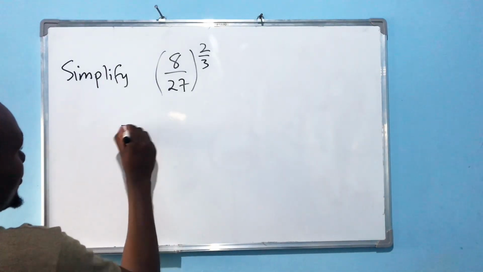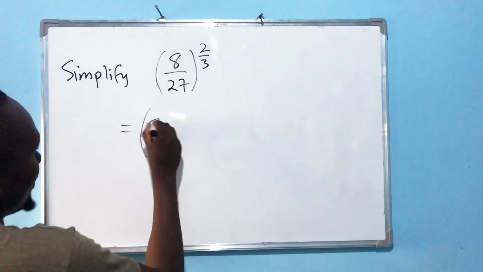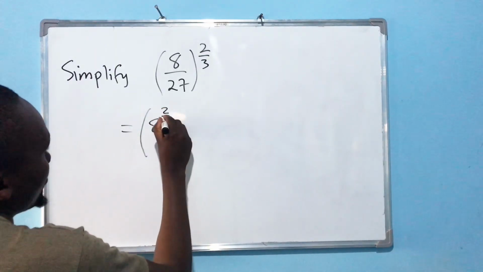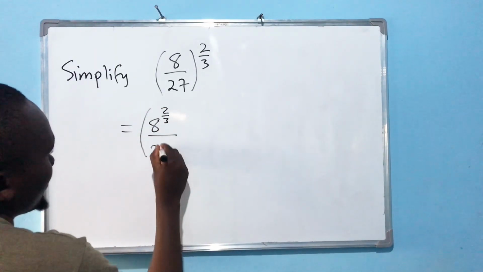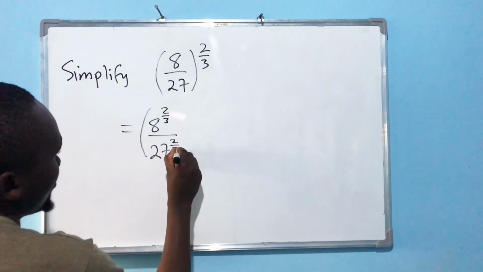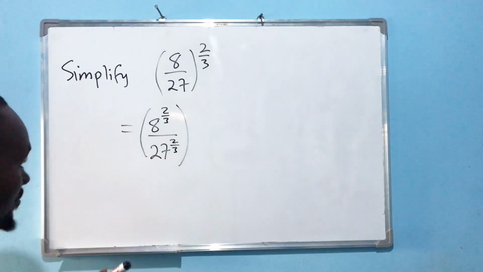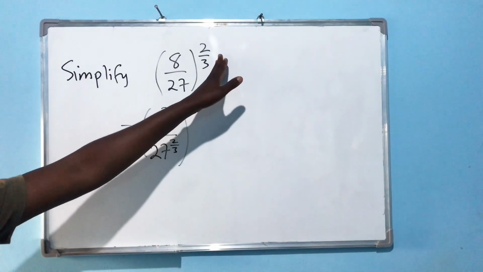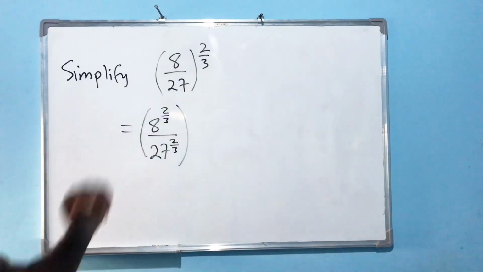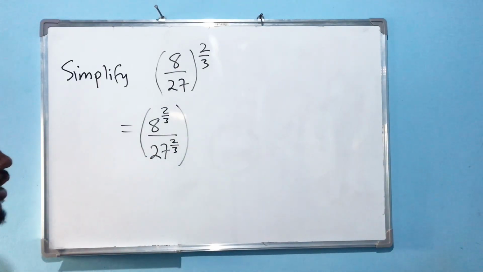So this is going to equal 8 to the power 2 over 3, over 27 to the power 2 over 3. This simply means that we have distributed the power, or rather the exponent, to the respective terms that we have, the numerator and the denominator.